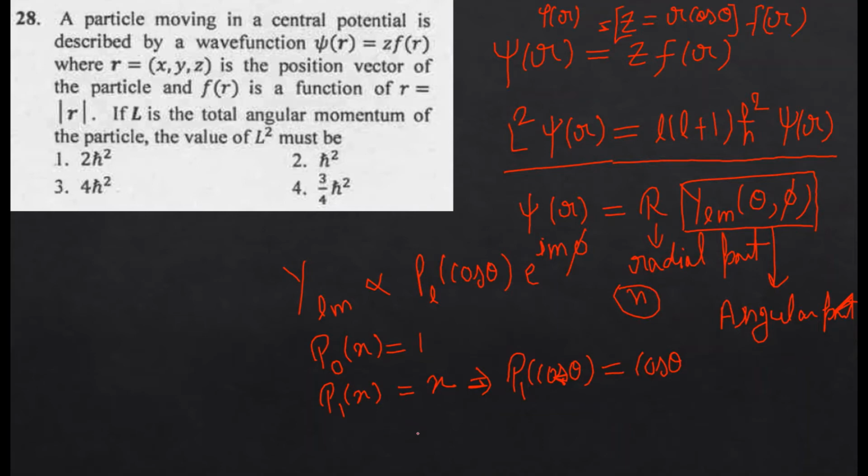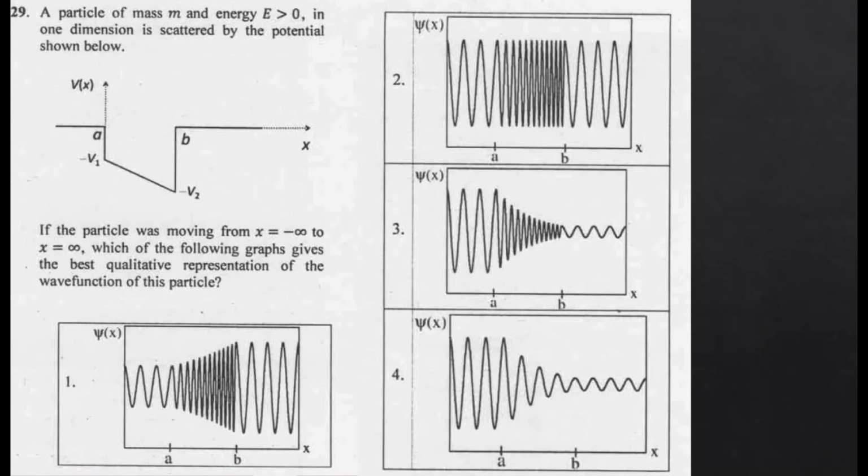So from here you get to know that L is equal to 1. Now put the value in the eigenvalue of L square. Put it over here, you will get L square is equal to L into L plus 1, L is 1, 1 into 1 plus 1, h cut square. So L square will be equal to 2 h cut square. So our answer will be the first option. Okay, now the next question.